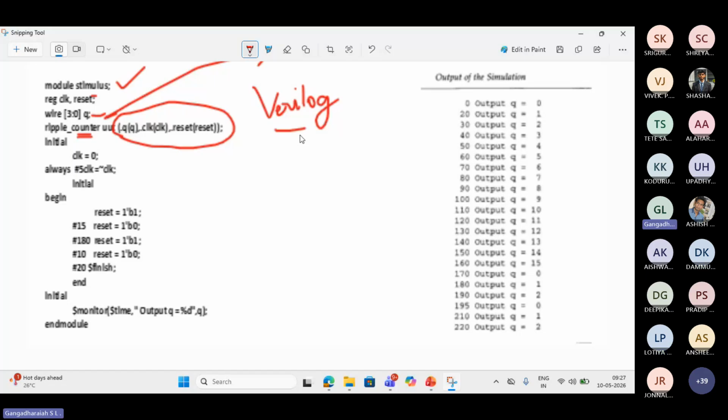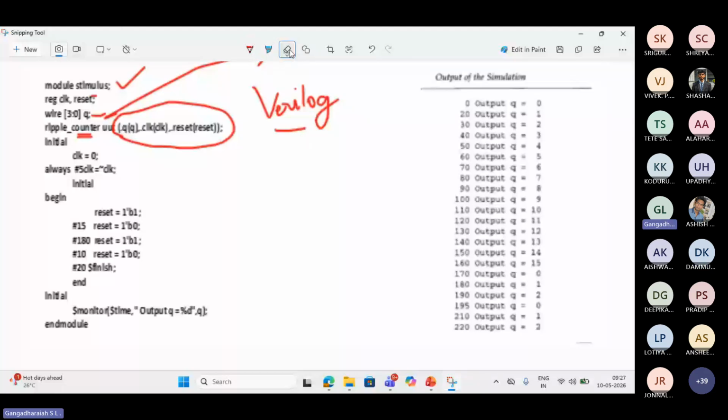No, see, this is a test bench. A test bench will not require inputs and outputs. This is just to verify, because this does not go and sit inside silicon. So it does not require inputs and outputs, but you will have to manage them as registers and wires, of course.